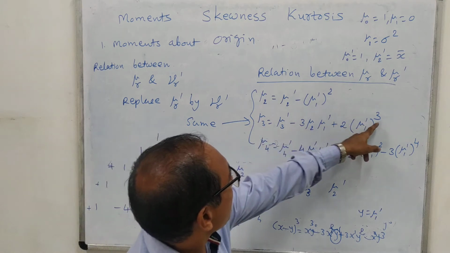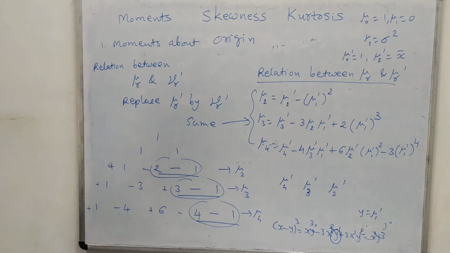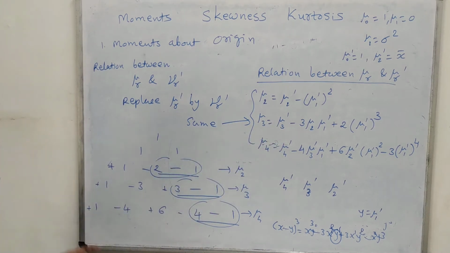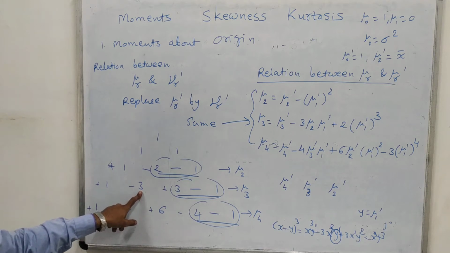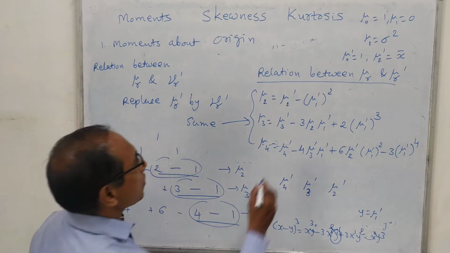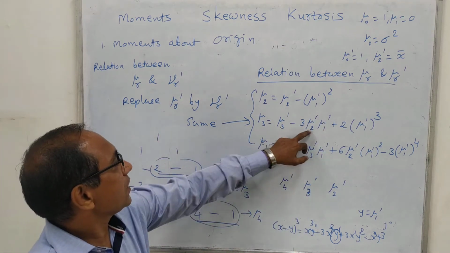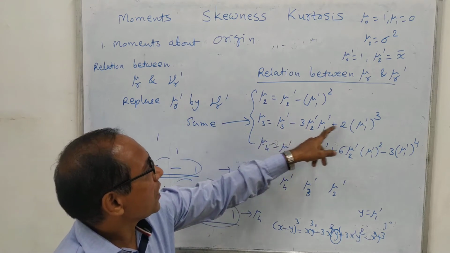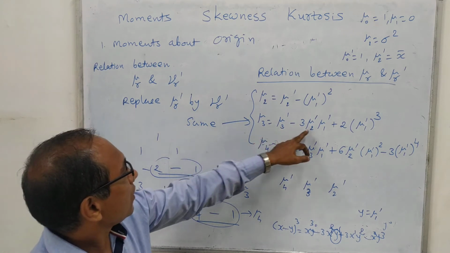In the last term the power is 3. In the last term the power is 4. So when we want to write down mu 3 dash, we start with mu 3 dash. So mu 3 dash minus 3 mu 2 dash, sorry, here it is mu 2 dash, mu 3 dash. Then one power will be decreasing for each one, for the first one, and the mu 1 dash will remain fixed. So minus 3 mu 2 dash into mu 1 dash.